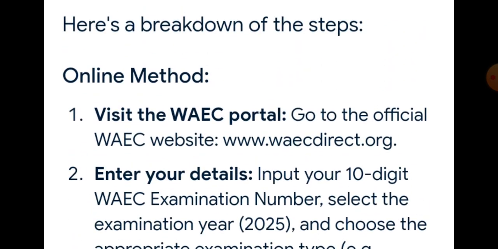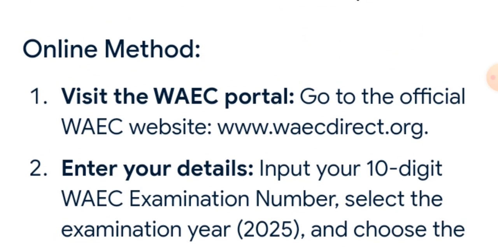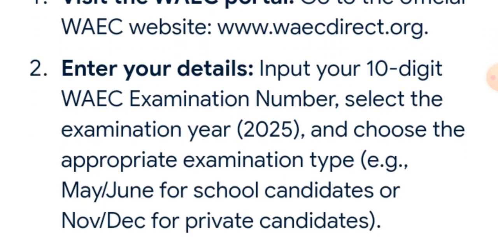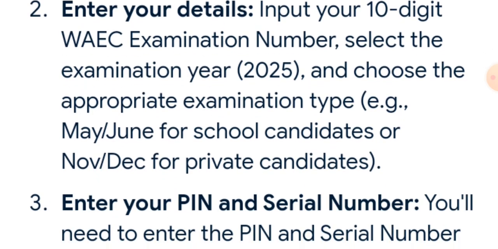look at it again. Just visit this website on the screen, www.waecdirect.org, and input your 10-digit WAEC examination number. Select the examination, that is 2025, or as the case may be. Choose the appropriate exam type, e.g. May/June for school candidate. If you wrote in a school, that is not GCE, normal WAEC, you select school candidate.